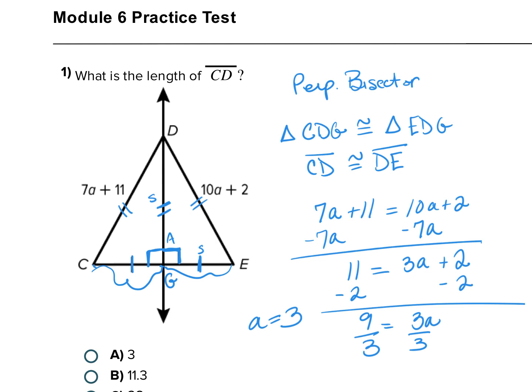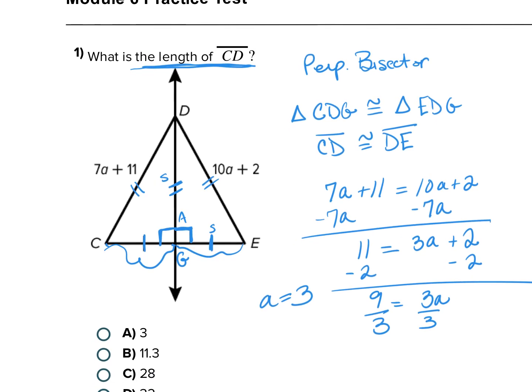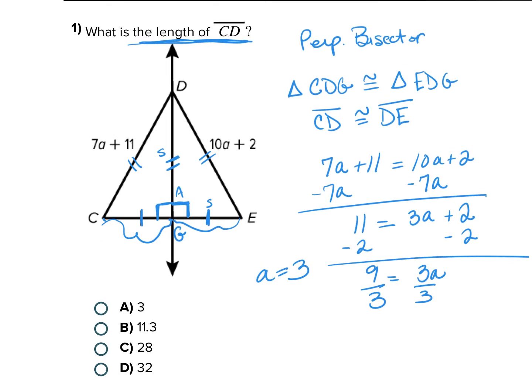Now, you'll notice in our multiple choice options here, A, B, C, and D, A is 3. But remember, that is not the question that's being asked. The question that's being asked is the length of CD. Okay? 3 is not the length. 3 is what a equals.